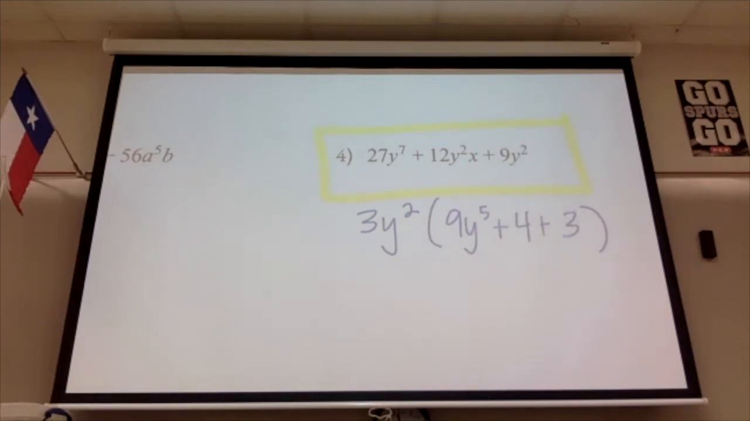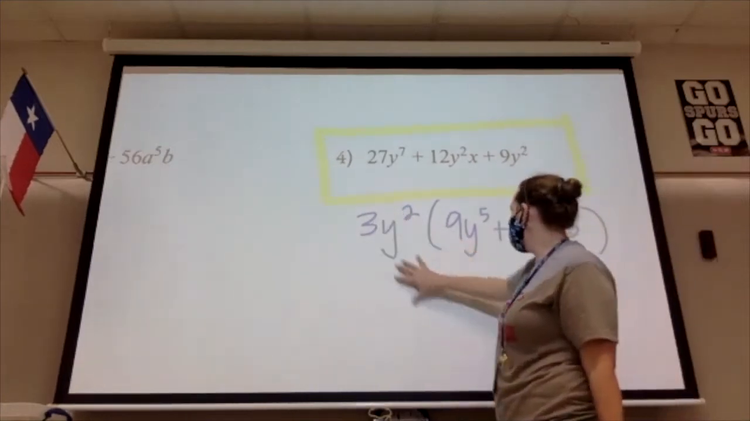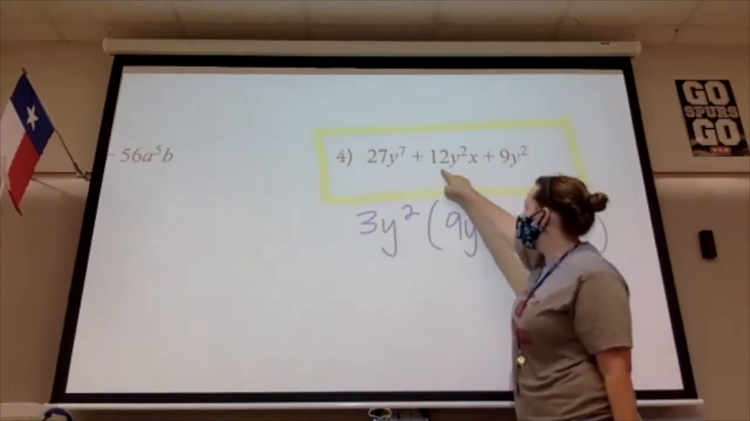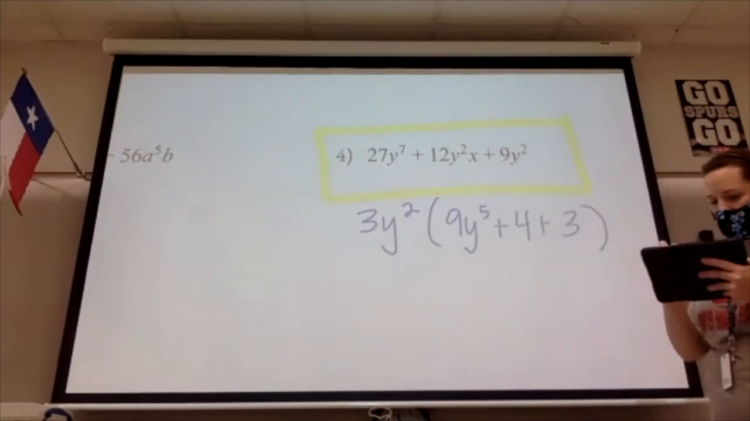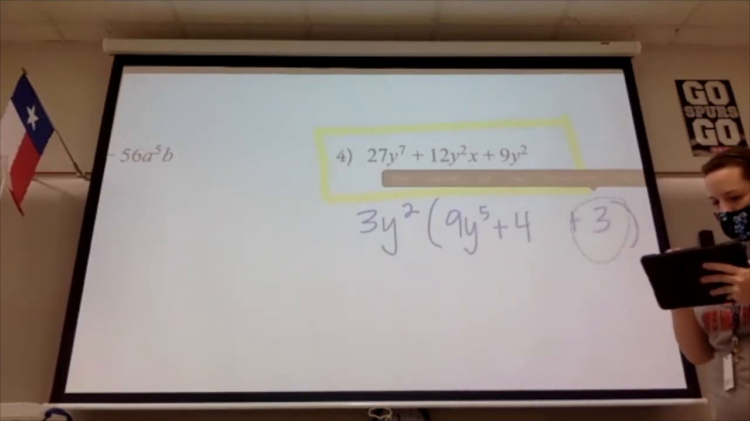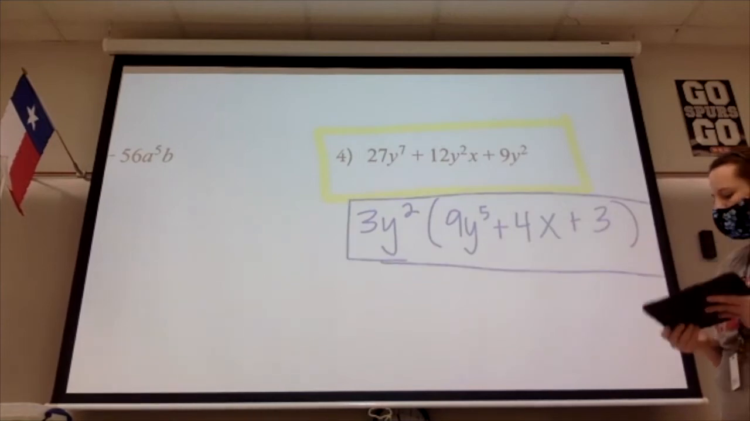Does anyone disagree with that? What did you get, Anderson? Okay, 4x. So if I redistributed this right here, 3y squared times 4 would only give me 12y squared. So I agree, we do need to have an x right there on that 4. Okay, so this would be correct.